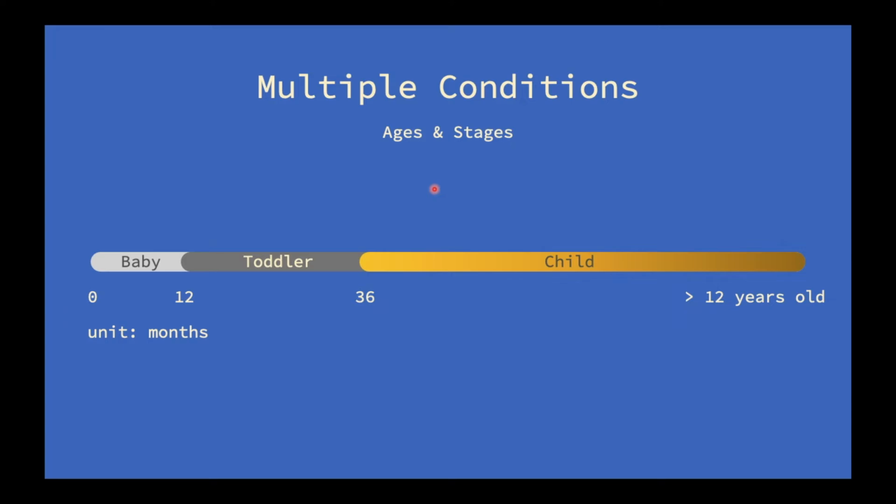Let's first see the multiple conditions example. Sometimes we might have more than one condition to define different states. Take childhood as an example. It can be roughly seen as these stages: baby, toddler, and child. Babies' ages are under 12 months. Toddlers are between 12 and 36 months. And children are greater than 3 years old. So just simple greater than or less than is not enough. We need to handle this situation more precisely.